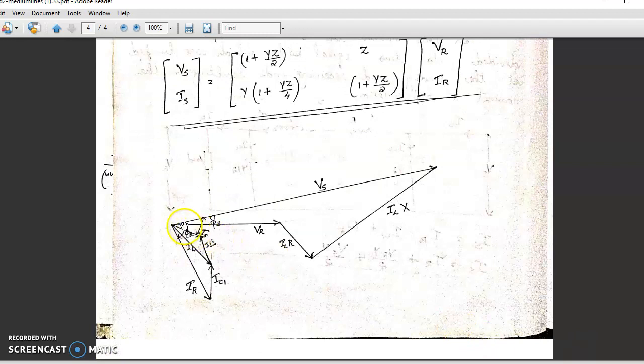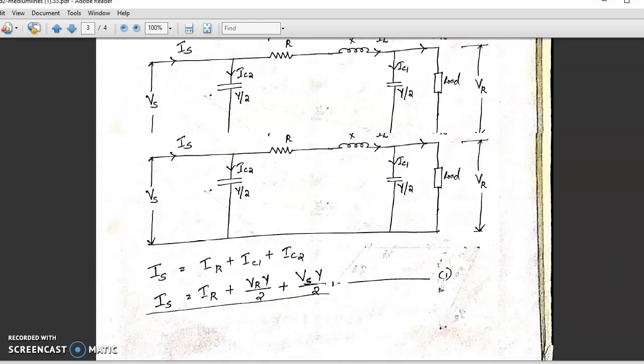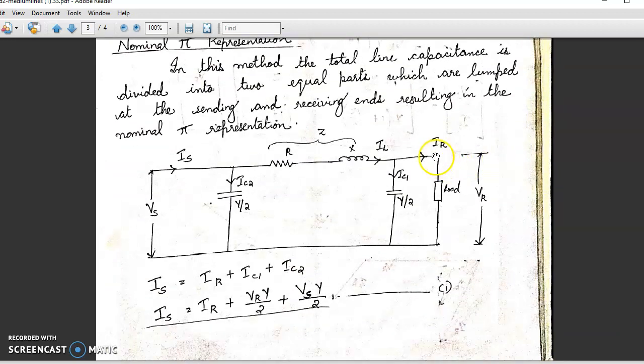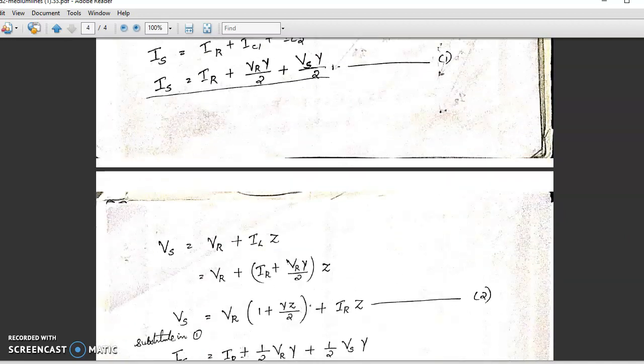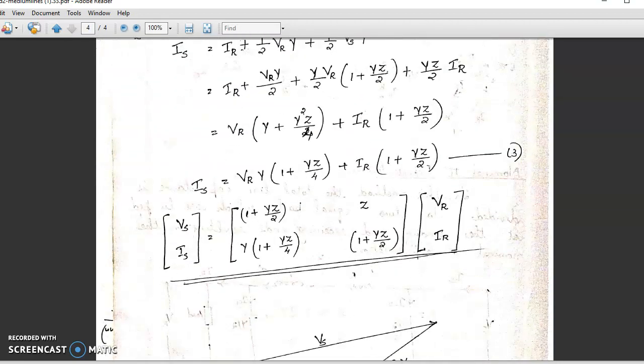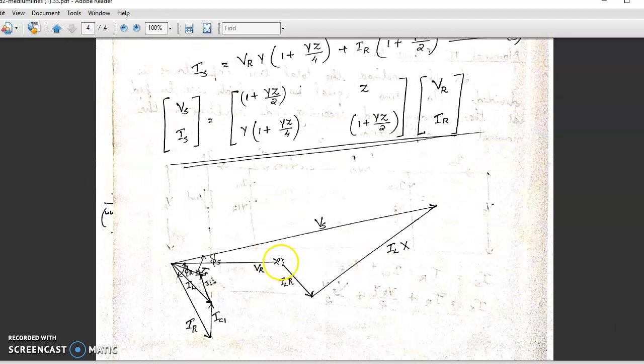Here also, I'll draw the phasor diagram by taking VR as the reference vector. After VR, I have a current IR which will be lagging VR by an angle phi r. Now, coming back to this circuit, I have drawn IR. Next, I have to draw IC1. IC1 is the current through Y by 2. Now, the voltage at this Y by 2 is VR itself. So, actually, IC1 should lead VR by an angle 90. So, I should actually draw IC1 over here, but instead of drawing it over here, I have drawn it here since it is a current component. So, this is IC1. Resultant will be IL.